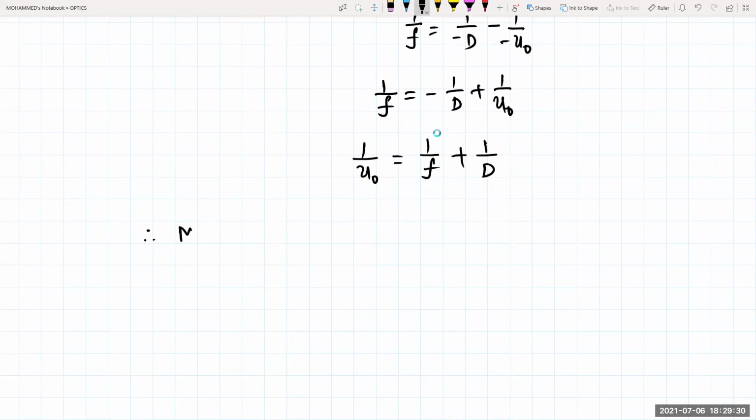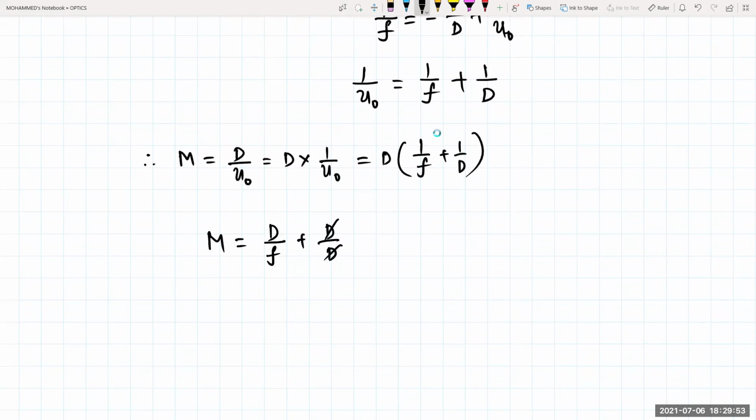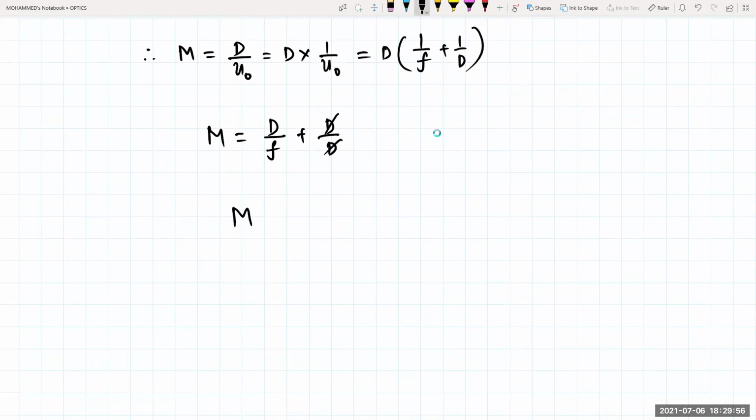Now you tell me the magnification. Magnification is equal to D by your U naught. That means this is something like D into 1 by U naught, which will become D into 1 by F plus 1 by D. If I simplify this, M is equal to D into F plus D by D. This D will get cancelled. So magnification is coming out to be 1 plus D by F. Can I write like this?